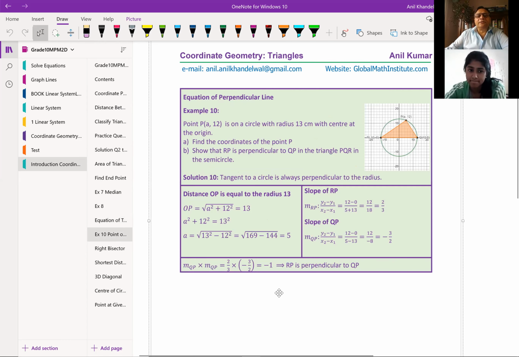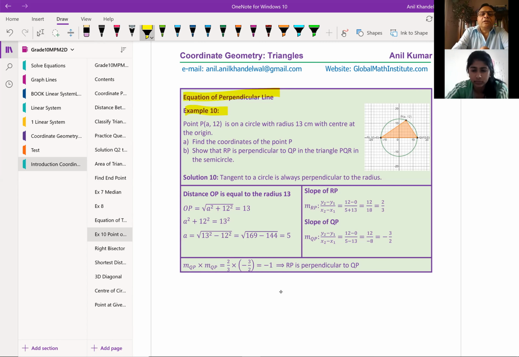Now, the next question here is, we're just touching upon the circle now with some properties, so that it reminds you how a circle could be related with triangles and many other things, right? Tangents you just saw. Now, equation of perpendicular line, example 10. Point P, which is (a, 12), is given to us. a is not known. It is on a circle with radius 13 centimeters. So we know this length is 13 centimeters. Find the coordinates of point P.